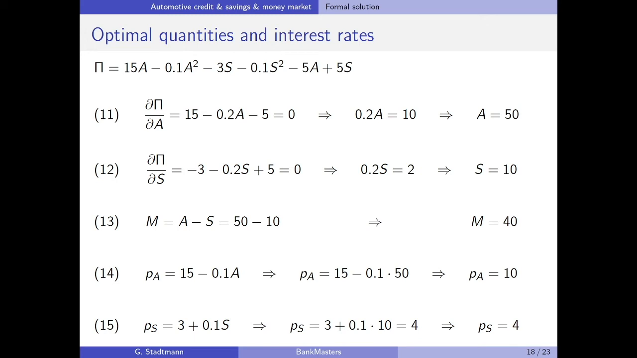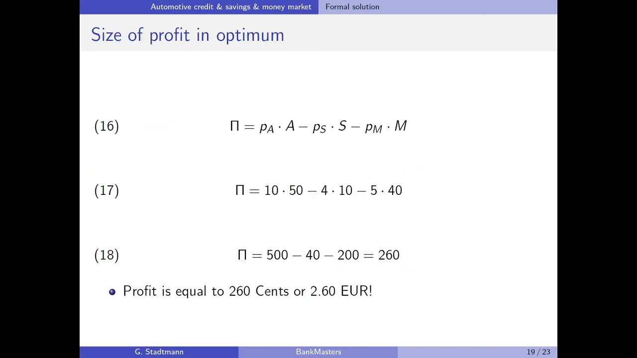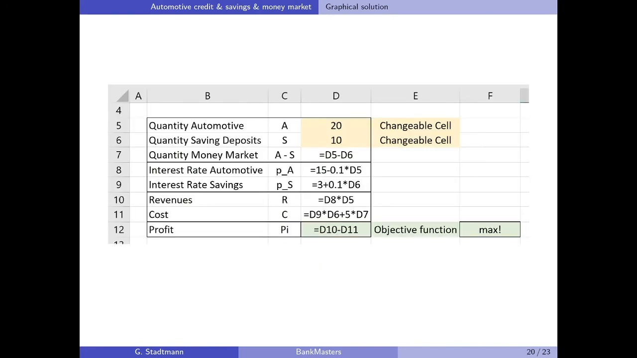When we insert these volumes into the two functions, we end up with the price of A as 10, whereas the price of savings is equal to 4. The profit at the end was given with this function, and when we add them all up, we end up with 260. So now the profit is equal to 260 or 2.6 euros, which is greater than the previous one.